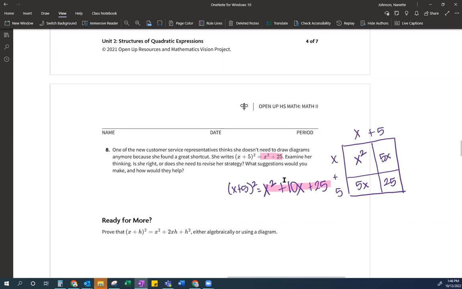Are these two the same? So say this with me: x squared plus 25. Is that the same as x squared plus 10x plus 25? Does it say the same thing? Yeah, this doesn't say the same thing. So is her shortcut good? No, her shortcut is not. Yeah, this is not good at all.